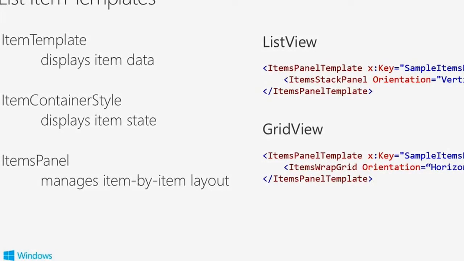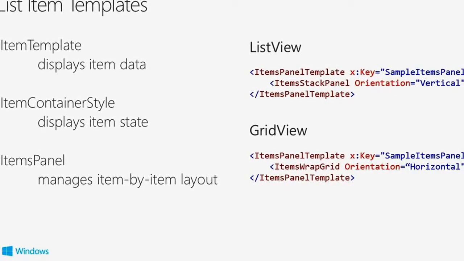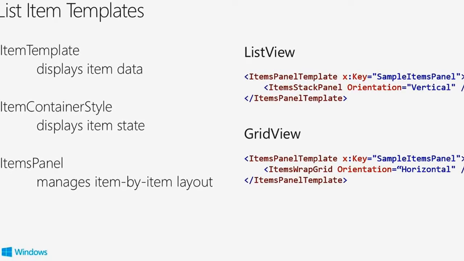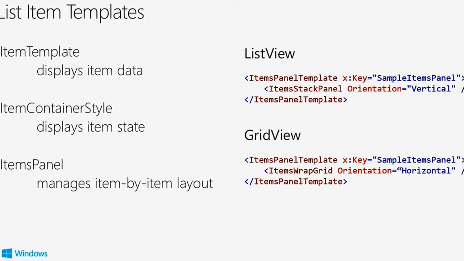according to the Windows Phone designers, a sharp group of people. The items panel, generally speaking, you're just going to want to leave this one alone, but for the sake of comprehensive information, it manages the item by item layout. With the list view, you have an items stack panel with the orientation vertical. With the grid view, you have an items wrap panel with an orientation vertical or horizontal. You can go in and change these, but you're going to lose a lot of the virtualization that's built into the controls. So my recommendation: leave this one alone.